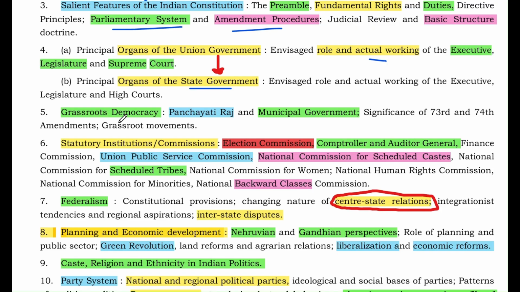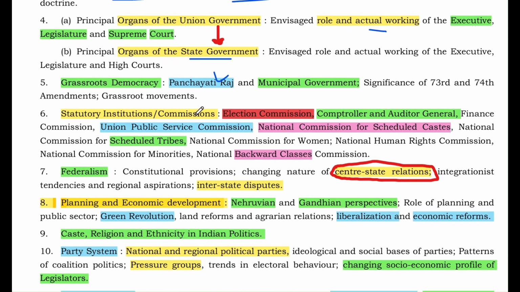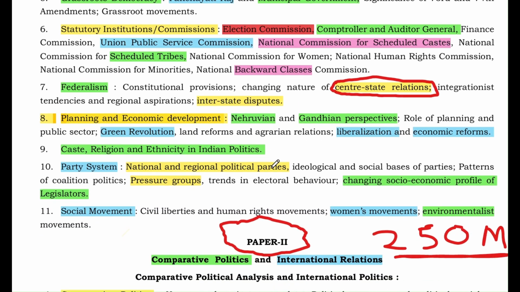Another is grassroots democracy like Panchayati Raj and municipal government. Then statutory commissions like the Election Commission, Comptroller and Auditor General, Finance Commission, UPSC, National Commission for Scheduled Castes, Backward Classes, Minorities. So these are very important topics.